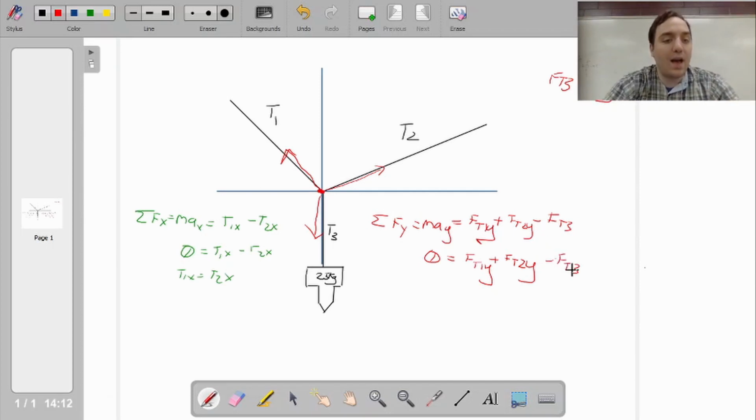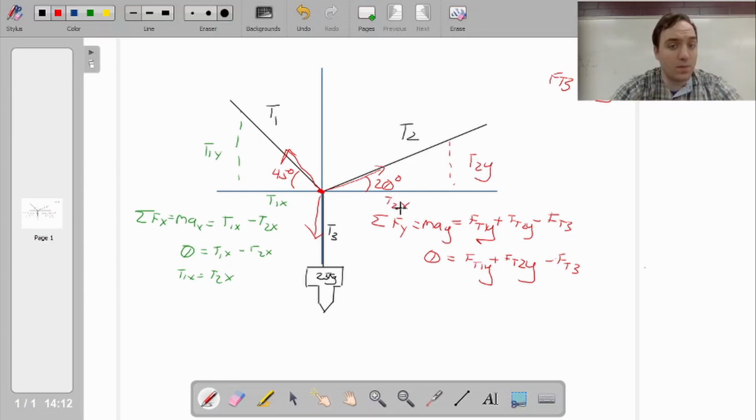And from here, the question of what is the tension becomes solvable, well, provided you know the angles. Because then all you have to do is plug in your angles, solve them out, and, well, split your tensions into T1y and T1x and T2y, T2x.